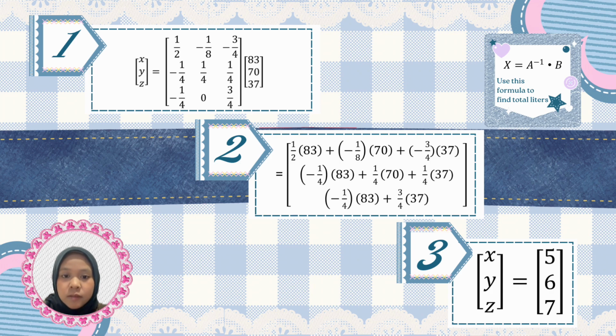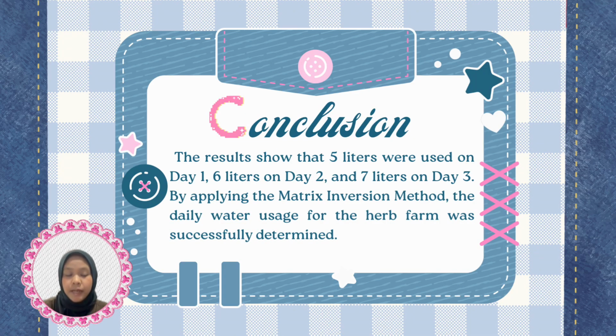In conclusion, by applying the matrix inversion method, we have successfully reconstructed the farmer's missing record. The result shows that 5 liters of water were used on day 1, 6 liters of water were used on day 2, and 7 liters of water were used on day 3. This method provides a way to ensure all 3 herb types receive exactly the amount of water recorded in the final totals.